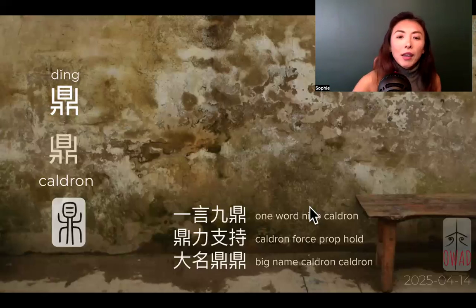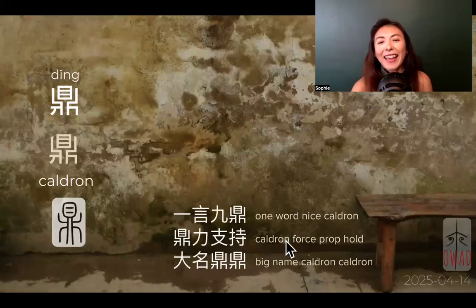Okay, 鼎力支持. Okay, 鼎力 cauldron force, because it's a heavy metal thing. I mean, it's heavy, made of bronze metal. So in ancient times, as well as today, it's going to require lots of force to be able to carry that cauldron. And 鼎力 means the force that is used to carry the cauldron.